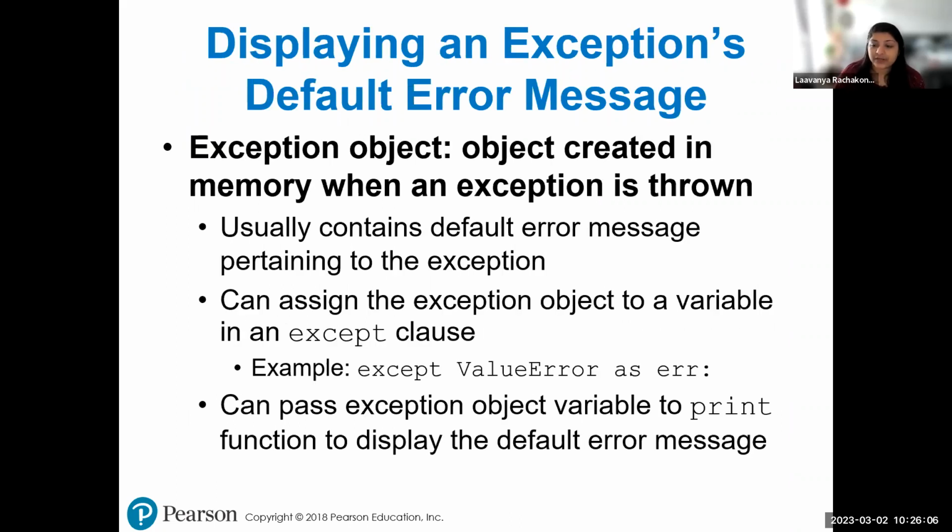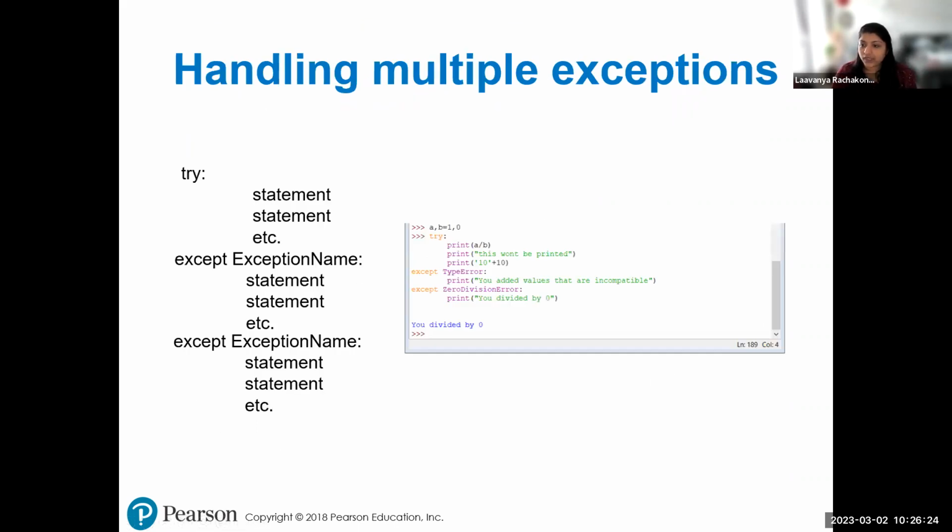And in the except clause, you can also use, like, except value error as ERR. So instead of you typing the message that both the numbers must be integers, it will just print the original message associated with the value error. So we'll see how that looks like.